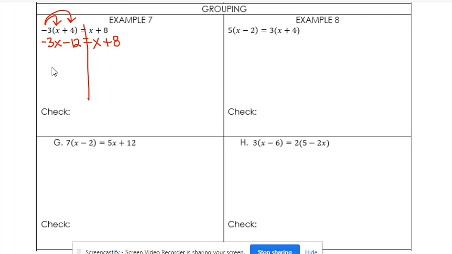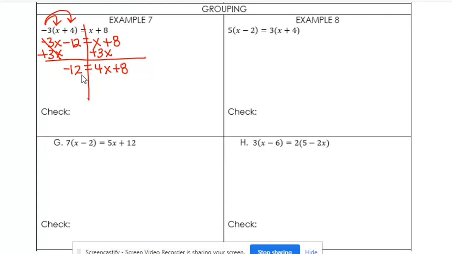Step 3, do we have variables on both sides? Yes, we do. We have negative 3x on the left and x on the right. So we move the smaller one. Which one's smaller, negative 3x or x? Negative 3x is smaller, so we do the inverse, which is add 3x. And you've got to do that on both sides. Negative 3x and positive 3x cancel, and we're left with negative 12. 3x plus x is 4x. Bring down the plus 8.